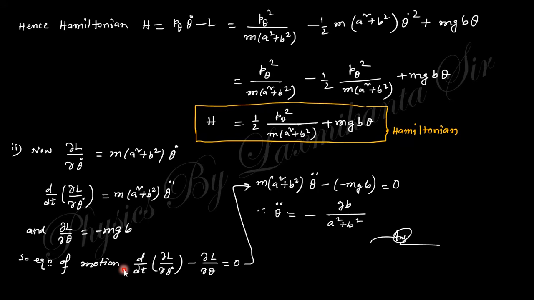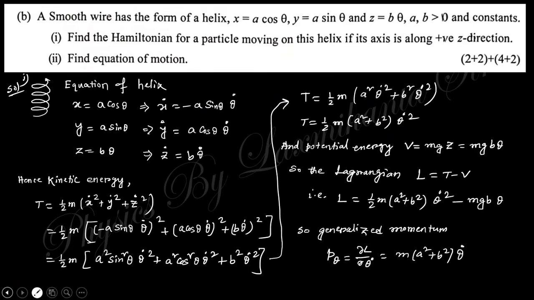The Lagrangian equation of motion is d/dt of del L by del theta dot minus del L by del theta equals 0. Putting in the values of this expression, d/dt of del L by del theta dot is m (a square plus b square) theta double dot, minus of minus mg b. So this is the equation of motion. I think it is clear about this question.